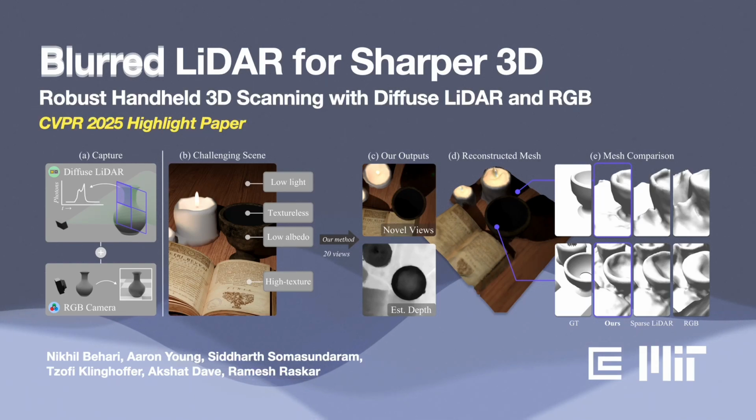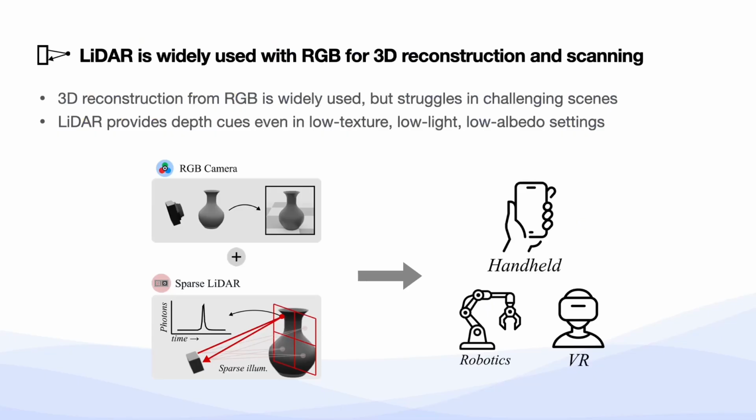We present blurred LiDAR for sharper 3D, robust handheld 3D scanning with diffuse LiDAR and RGB. LiDAR is widely used with RGB images for 3D reconstruction and scanning.